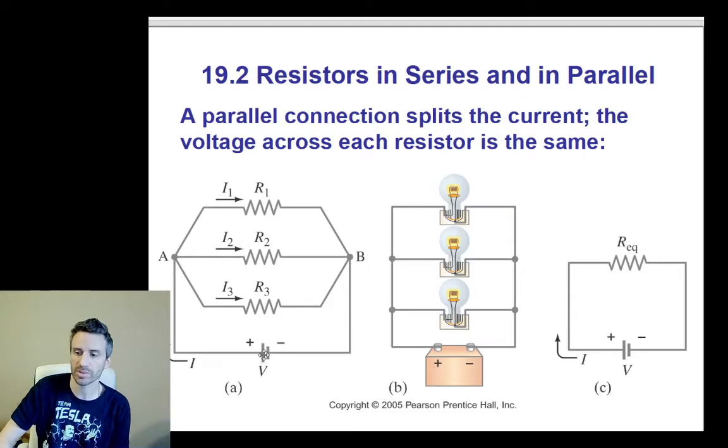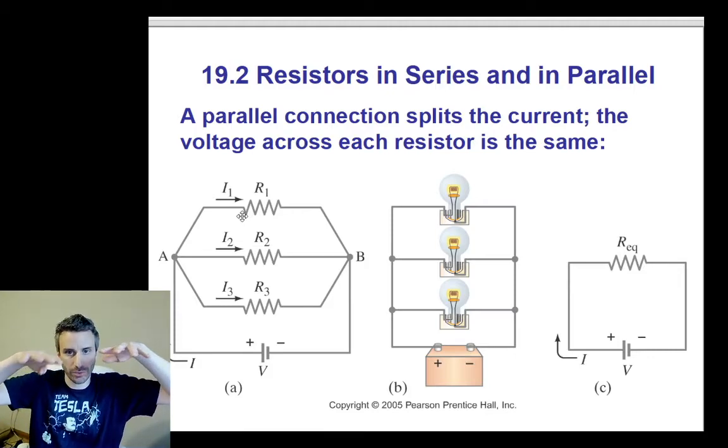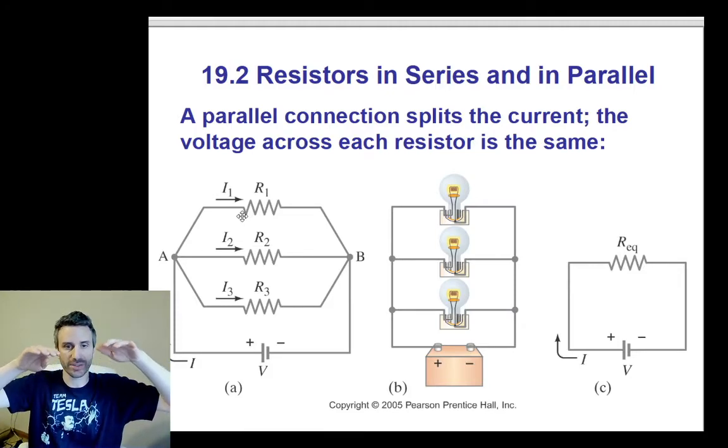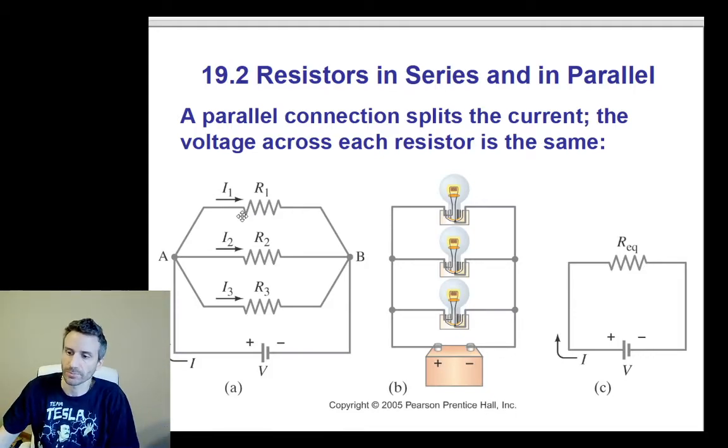Here's the pump, pumps it up to 12 volts or 12 feet. All of this would be the same height of 12 feet. Then it hits 3 different waterfalls. These 3 waterfalls are all in parallel. They're all right next to each other, and they all are the same height. They all fall together.